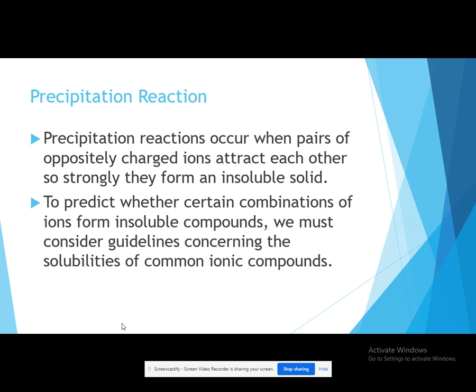Precipitation reactions occur when pairs of oppositely charged ions attract each other so strongly that they form this solid. To predict whether certain combinations of ions form insoluble compounds, in other words, solids, we first have to understand solubility and the guidelines that are used to determine solubility for different ionic compounds.